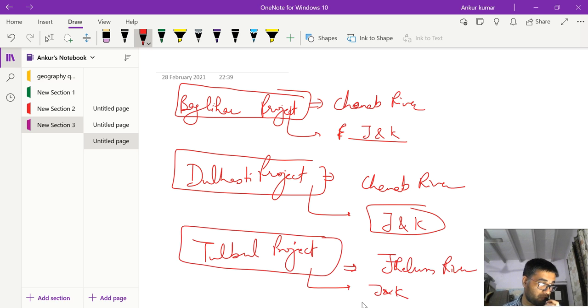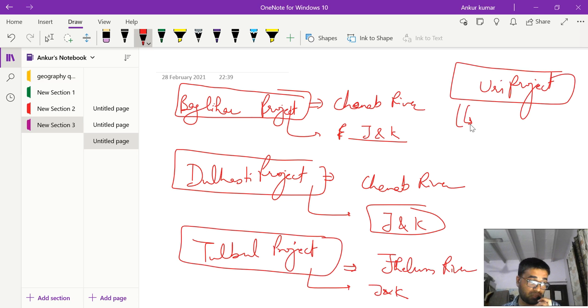Right. Remember this. And one more left, that is the Uri Project. Uri Project is based on the Jhelum River and is in Baramulla district of Jammu and Kashmir, J&K.